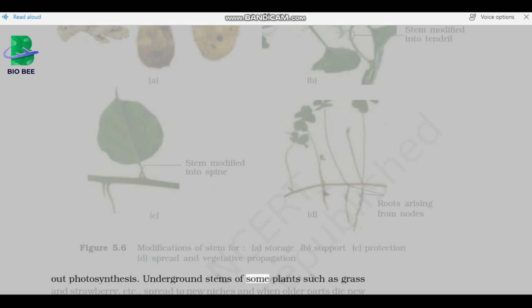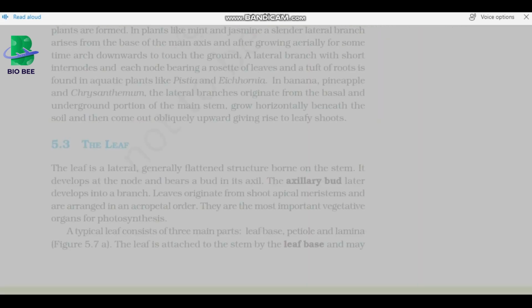Underground stems of some plants, such as grass and strawberry, etc., spread to new niches, and when older parts die, new plants are formed. In plants like mint and jasmine, a slender lateral branch arises from the base of the main axis and, after growing aerially for some time, arch downwards to touch the ground.